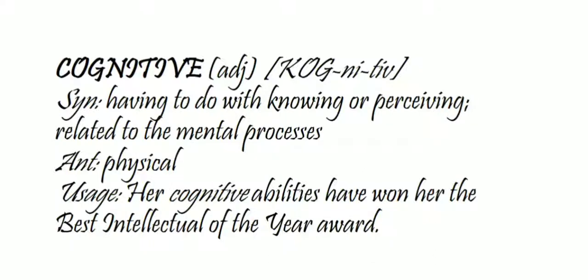Well, cognitive is the mental process of knowing or perceiving things, truly mental. So it's more about dealing with ideas in a wise manner. The opposite of cognitive or mental status is physical. Her cognitive abilities have earned her the best intellectual of the year award. So cognitive abilities refers to the mental abilities or mental processes of a person.